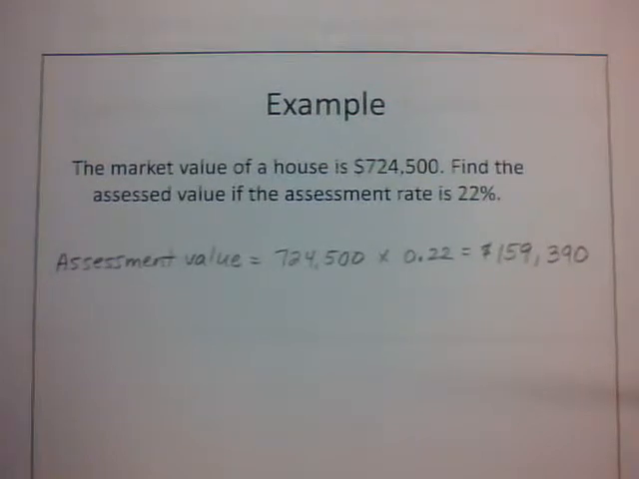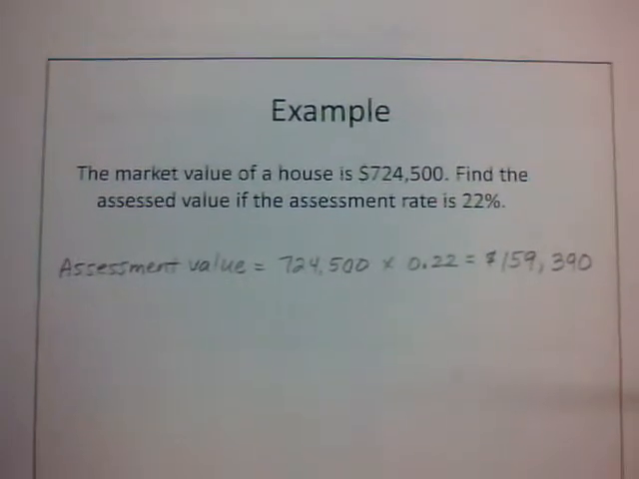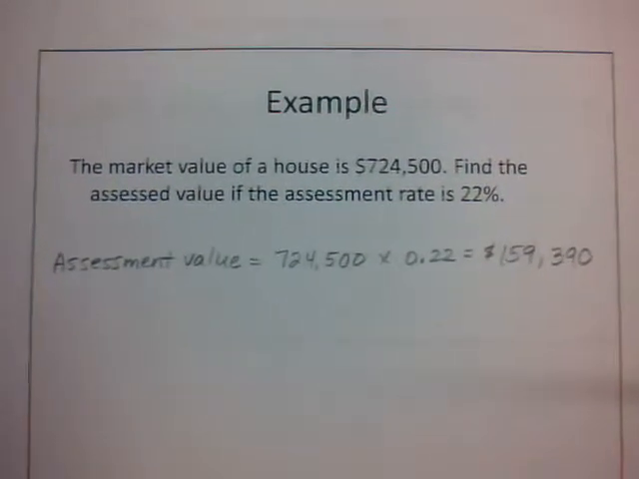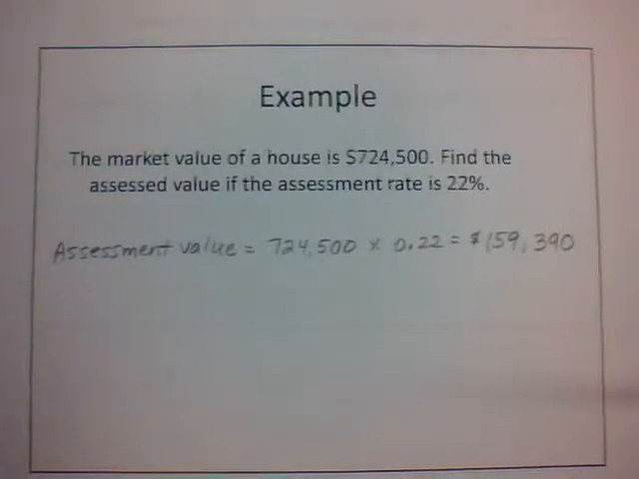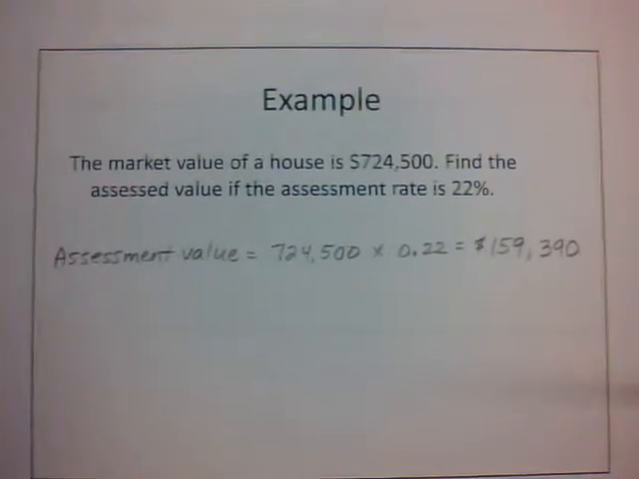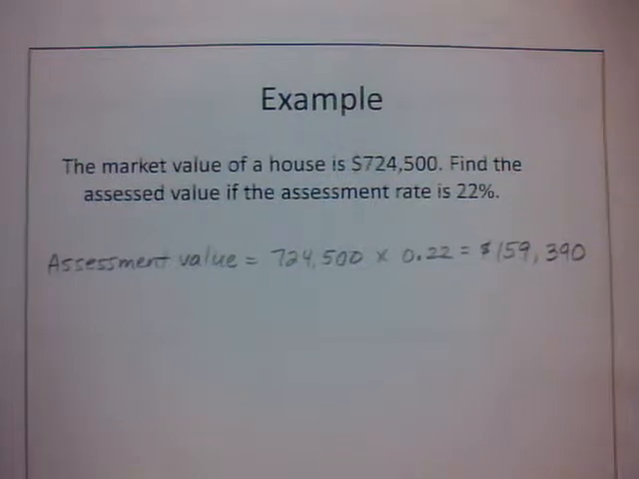Here we just simply multiply 0.22 when we change 22% as a decimal. We multiply that by $724,500 to get $159,390. That would be the assessment value of the house, which has a market value of $724,500.